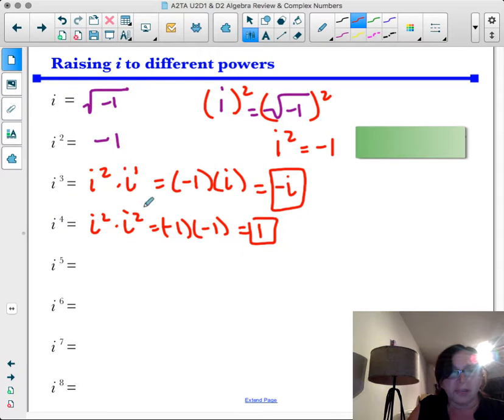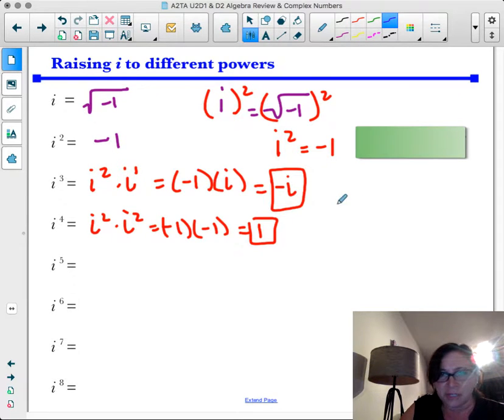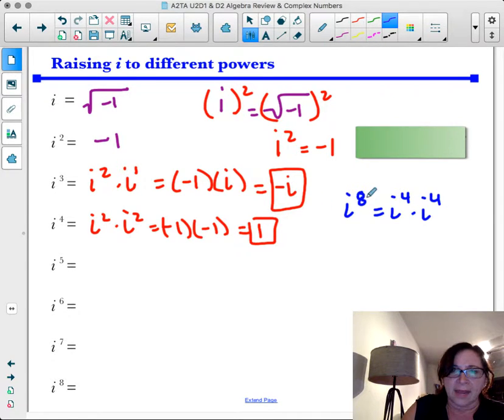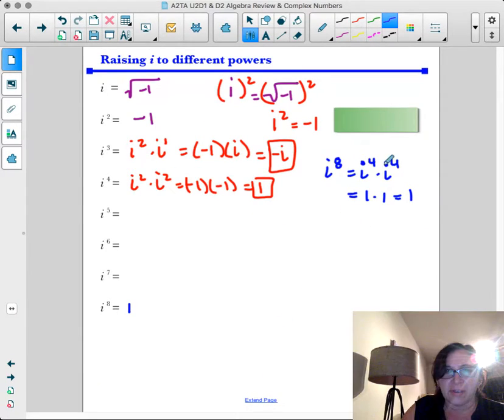Now, something very interesting about i to the fourth power, and that is over here on this side, I'm going to go off on a little bit of a tangent. i to the eighth power is the same thing as i to the fourth times i to the fourth. Now, anything to the fourth power is 1. So we really have 1 times 1, which is 1. And that's this value down here. But my point is that anything that is divisible by 4 is going to be 1.